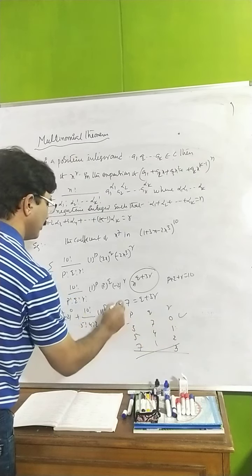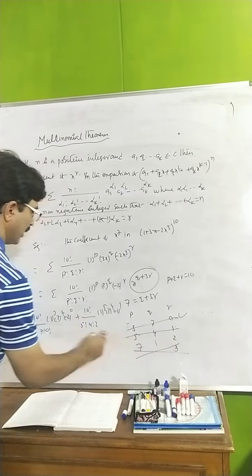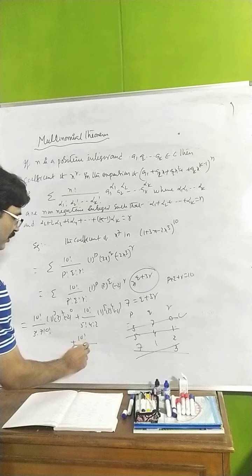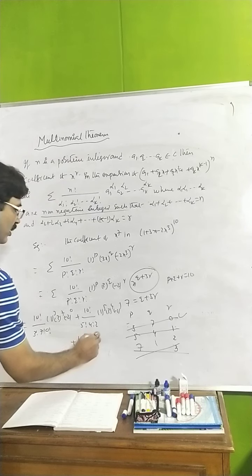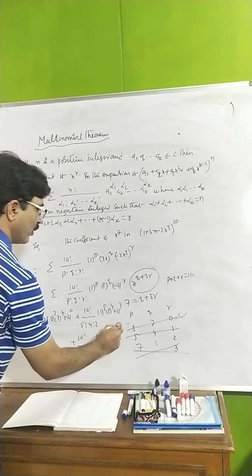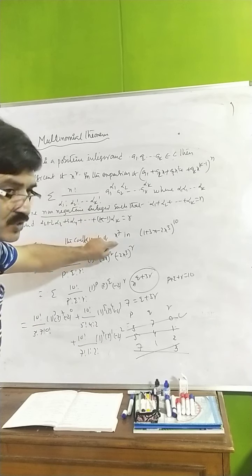So 0, next one 1, 5, 4, 1, this is completed. We completed this one, and now the last one is there. What is that? 10 factorial divided by 7 factorial, 1 factorial and 2 factorial, that is 1 to the power of 7, 3 to the power of 1, minus 2 to the power of 2. Okay, this is the coefficient of x to the power of 7.